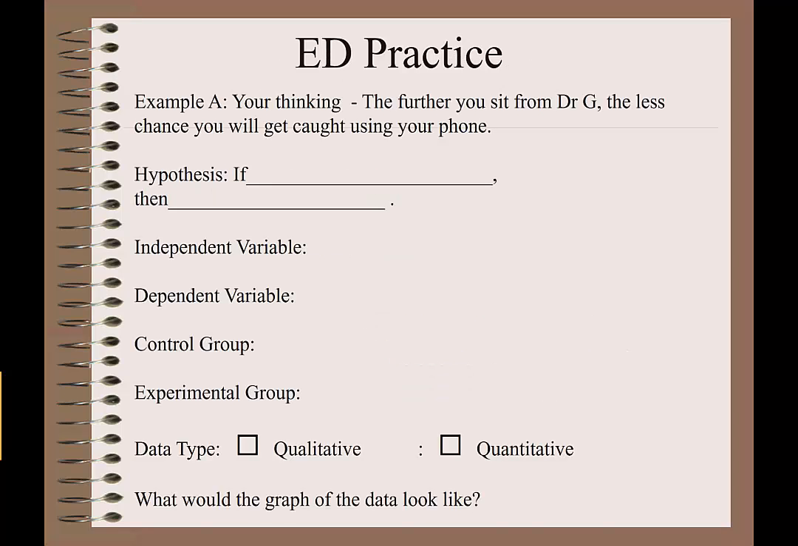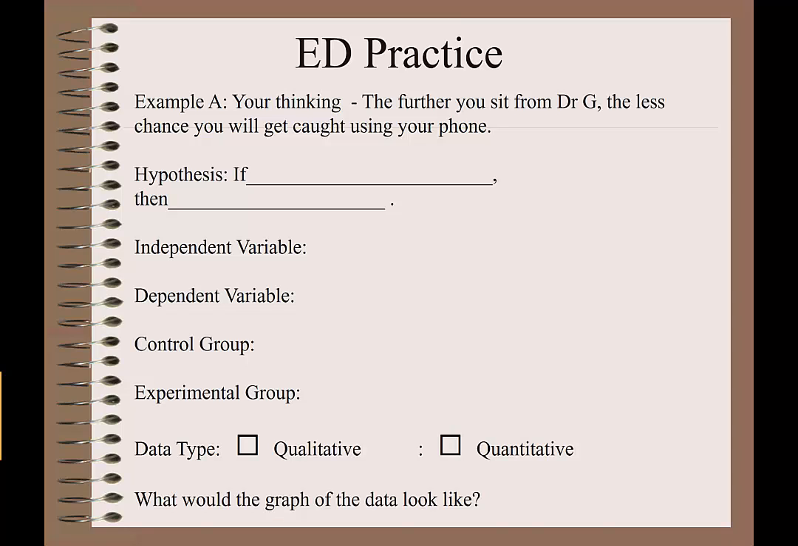So let's do a little experimental design practice here. You're thinking, the further you sit from Dr. G, the less chance you will get caught using your phone. So think about a hypothesis. What might be your if-then statement? So my if-then statement might be, if I sit far away from Dr. G, just back of the back row, then I will not get caught using my phone.